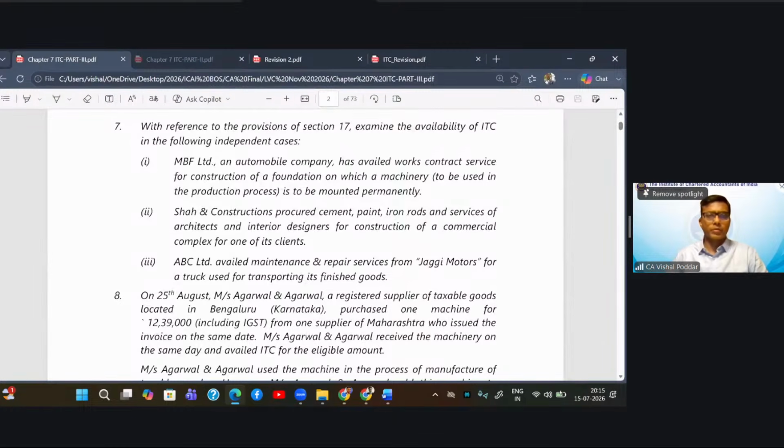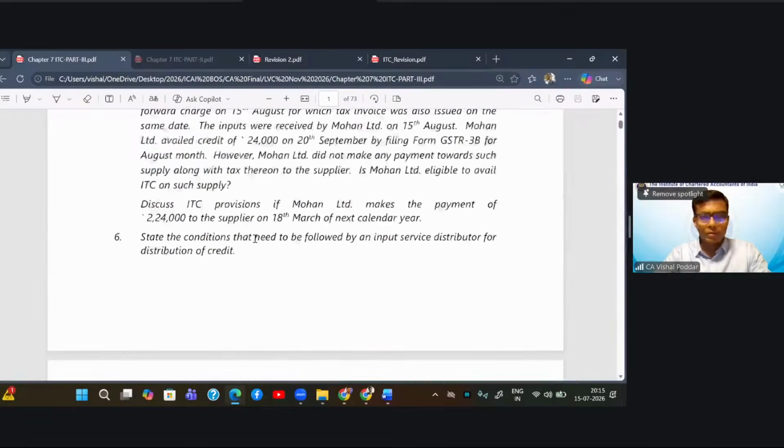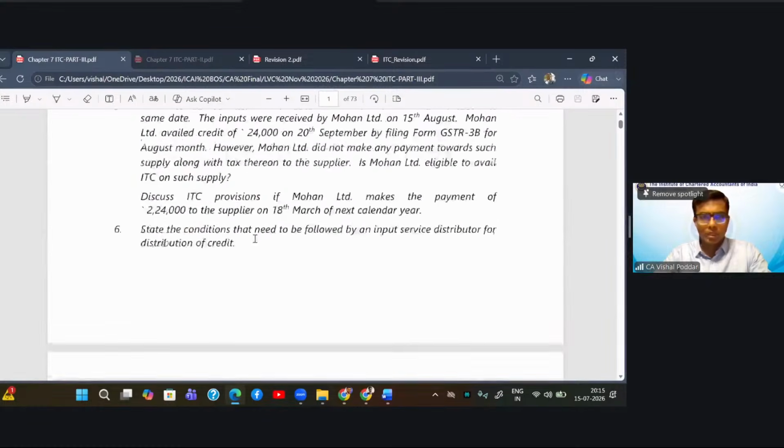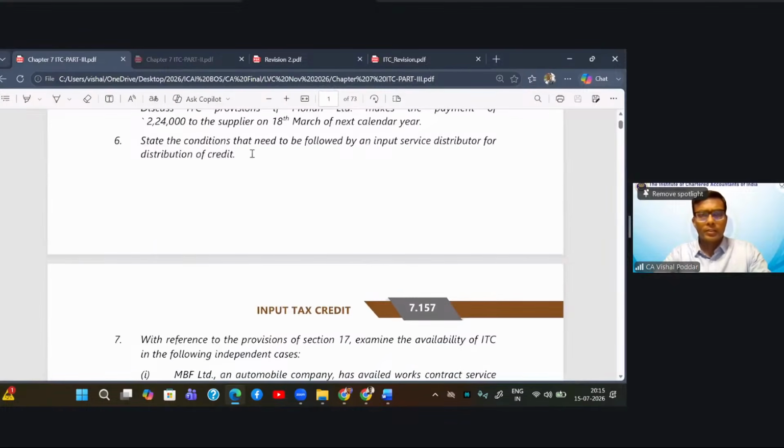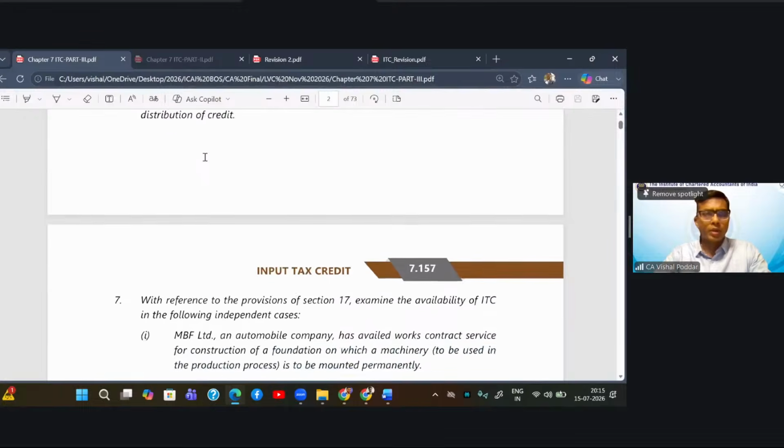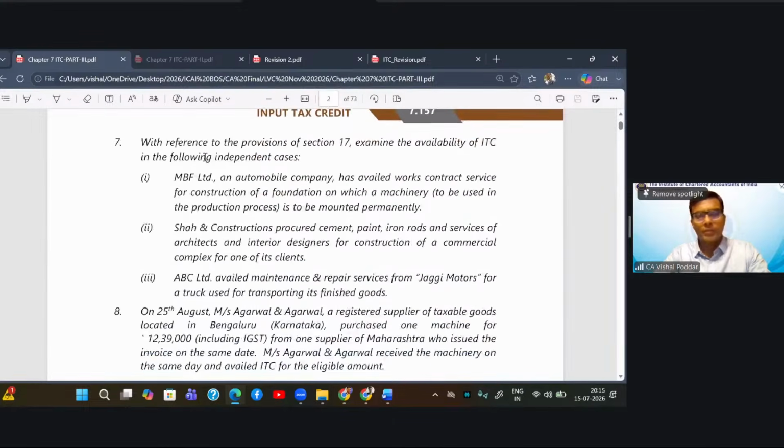So let us proceed, students, with more question and answers. So next is the seventh question. Yeah, sixth question. State the conditions that need to be followed. So it is a theory question. We have discussed that. Let us go to seventh.